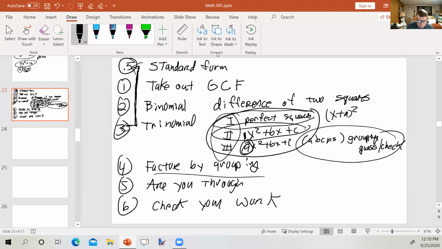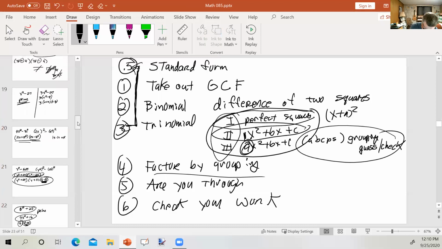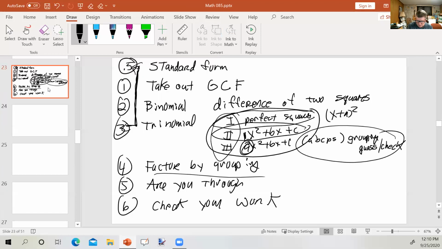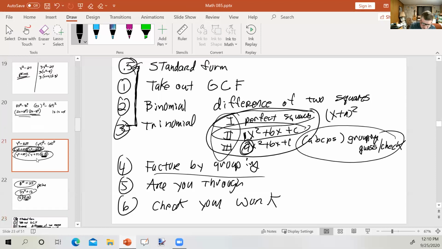Are you through? Well, let's go back and look at this problem, for instance. We factored it, but we weren't through. It factored further. So again, are you through? Have you factored it as far as you can? And then check your work. You'd multiply everything back together and you should end up with what you started with. Be careful that you don't leave something off.